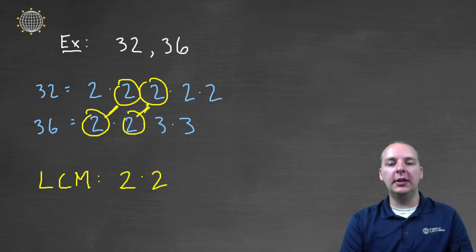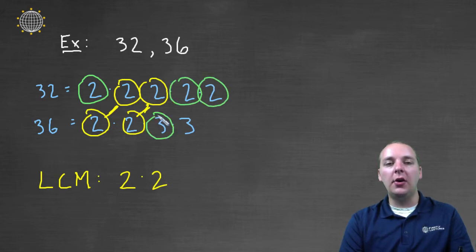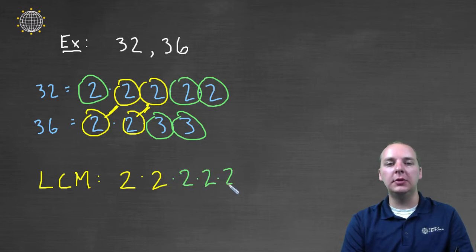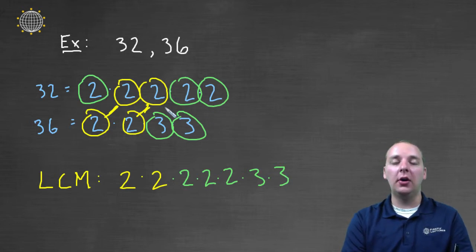And then notice in green, I've got these other guys left over that are not common to each other. So I'm going to tack on those as well. 2 times 2 times 2 times 3 times 3. But make sure you see where these are coming from. That product is the LCM, and yes, it's very big, but it is what it is.